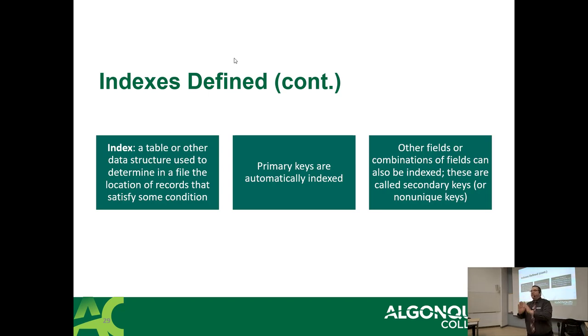But the second item is that primary keys are always automatically indexed. Why? Because normally when you're pulling individual records out of a database, you're usually going at it via the primary key. Therefore, most good database engines will automatically index the primary key to make them go faster.